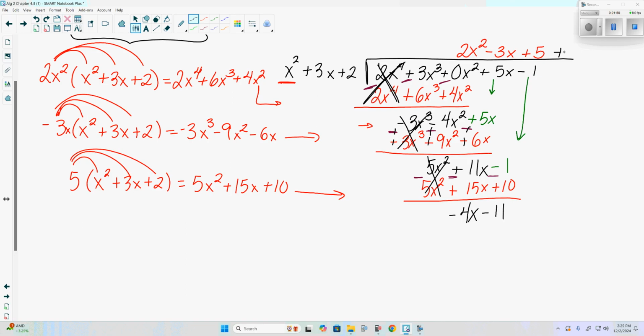Now we have the remainder plus. We put what the remainder is on top, so negative 4x minus 11. And we put what we're dividing by on the bottom, so our x squared plus 3x plus 10. And that's our answer.